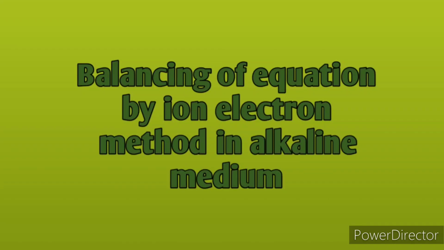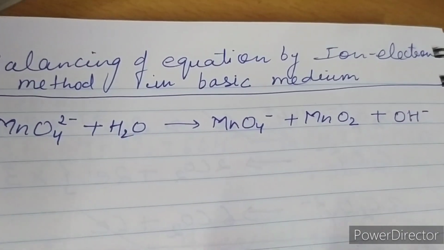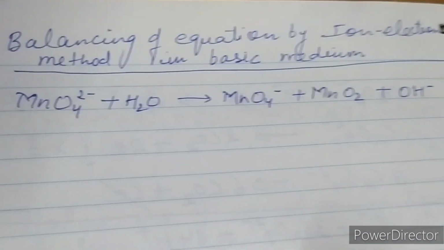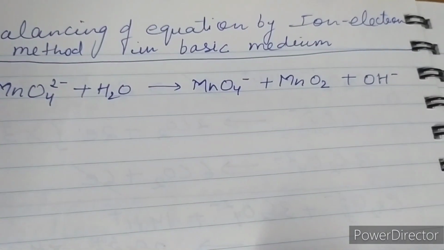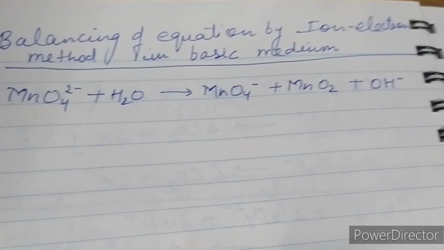Dear viewers, in this video we'll deal with the balancing of equation by ion electron method in basic medium. So again we'll take the equation which has been given as shown here: MnO4 2 negative plus water will give you MnO4 negative plus MnO2 plus OH negative.